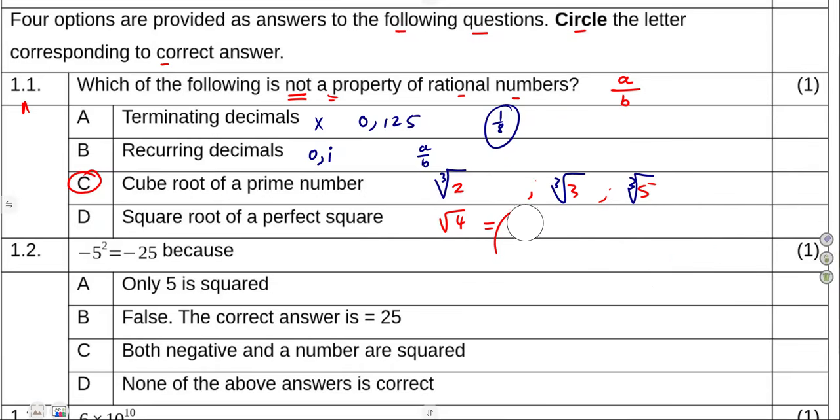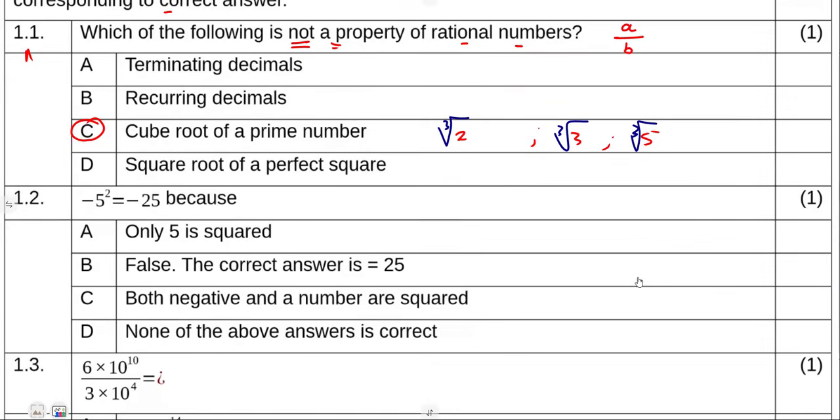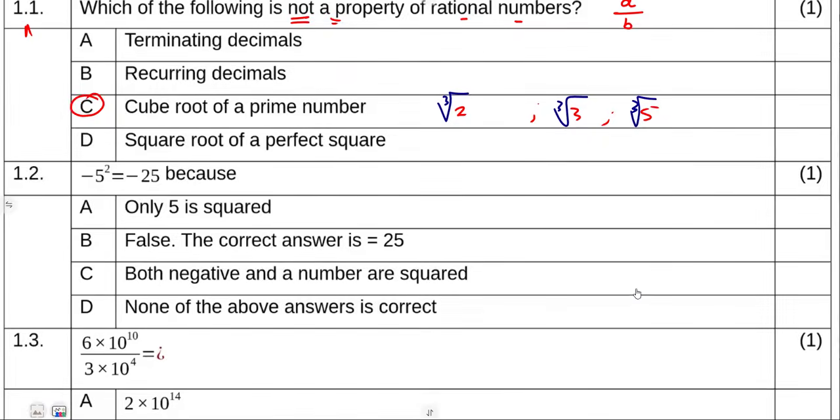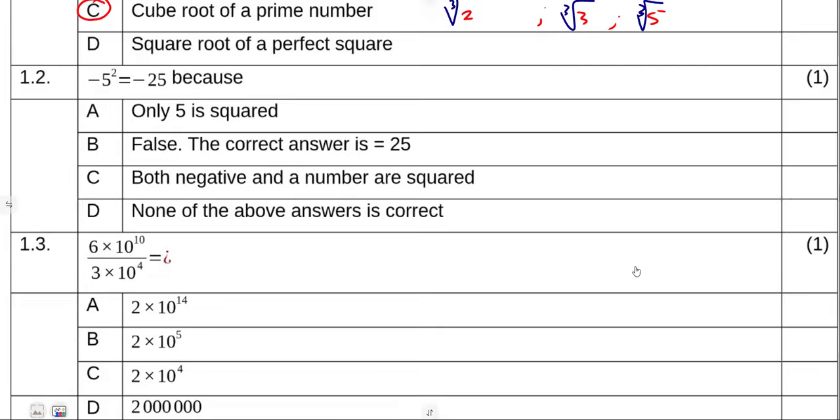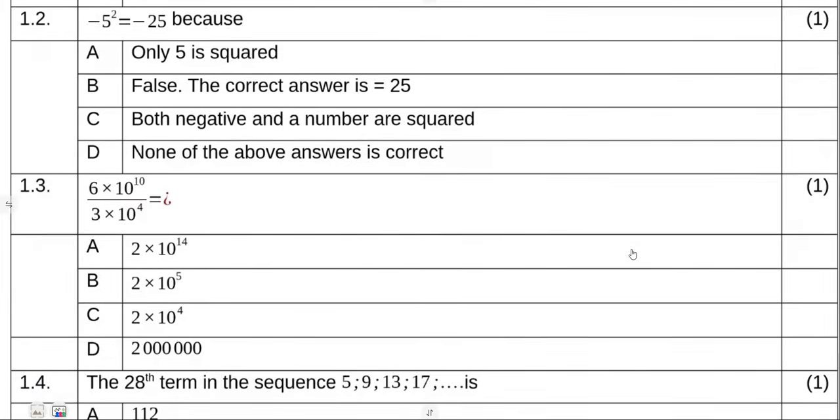of rational numbers. So in our case, the one which is not a property is C, the cube root of a prime number.